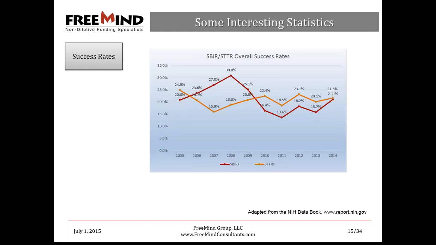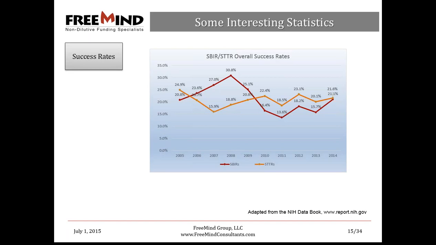And there are a lot of factors going into this. It's a whole different debate. As an example, the main reason for the very high success rates surrounding 2008 for SBIRs was actually just low amount of applications, and then the decrease was attributed to lower levels of funding. So there are a lot of facets here.